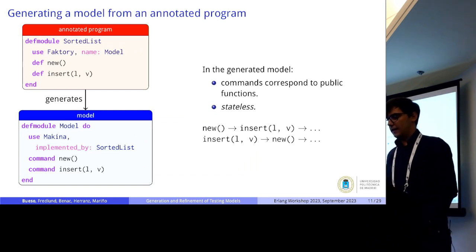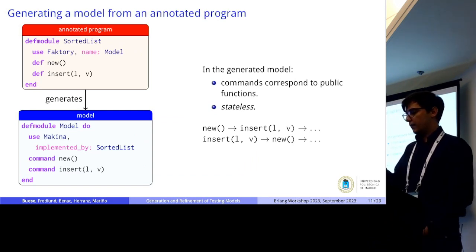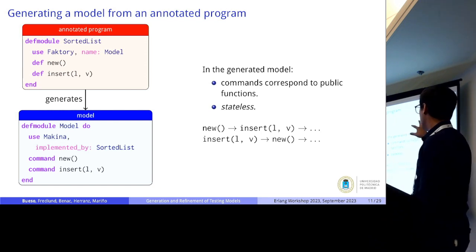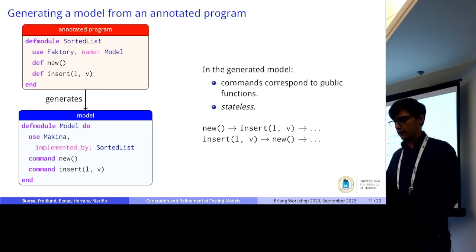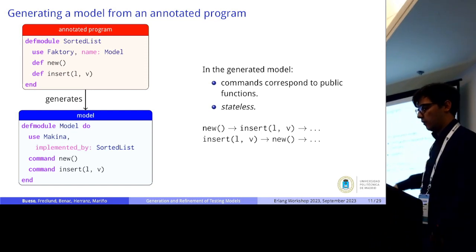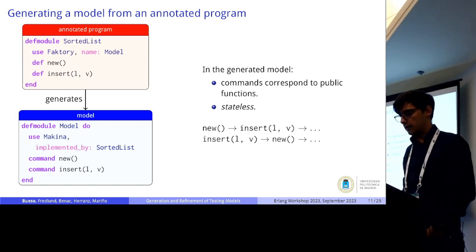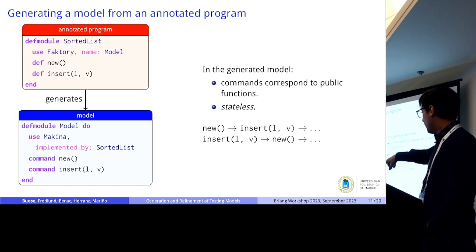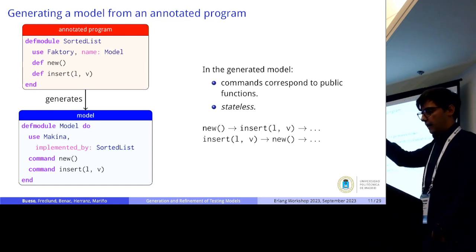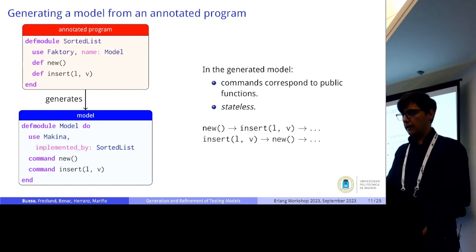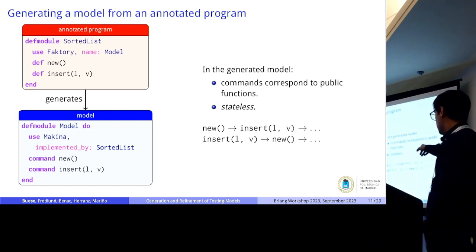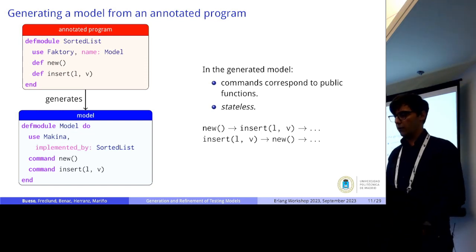So how do we do this generation? Well, in the generated model, each command corresponds to a public function in the annotated program. And this model that we are going to generate is stateless. Here we see that we have our annotated program, which has new and insert, and using the Faktory tool, it automatically generates this model that has these two commands. With this model, now we can execute random sequences of our API.